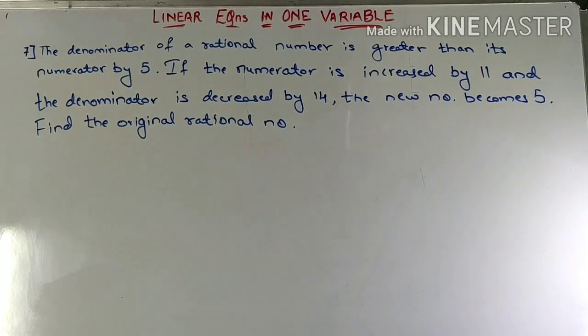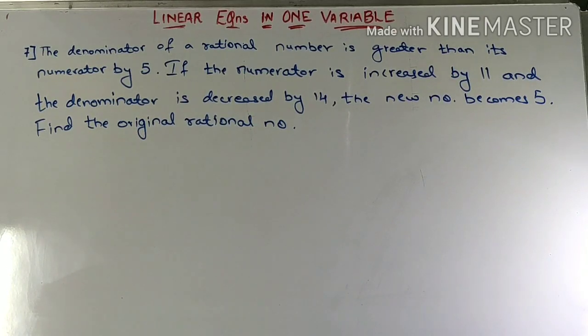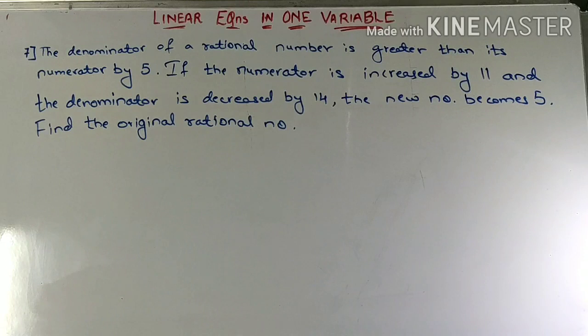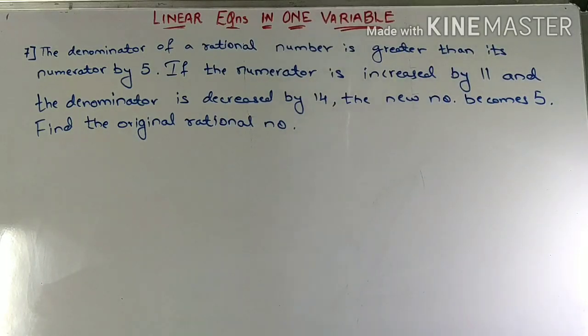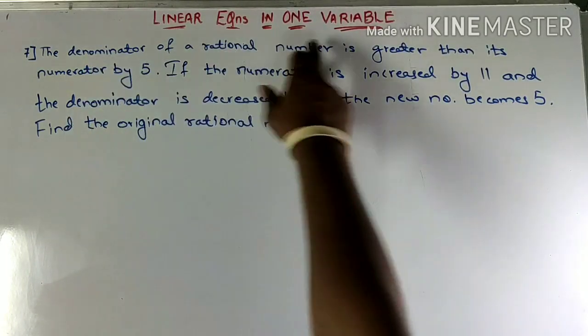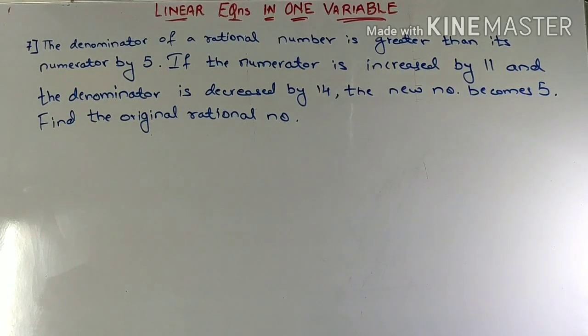So we have two conditions over here. As always, initially the rational number is spoken of and the relation between its denominator and numerator is given. In the second condition, the numerator changes to some other number and the denominator changes to some other number, and the whole rational number becomes 5. We are supposed to find the original rational number. So let us start solving the problem.